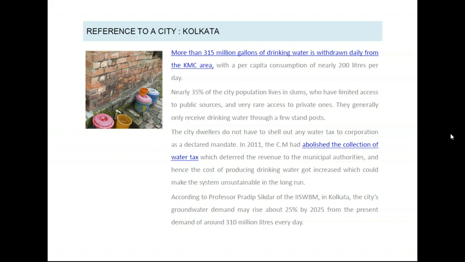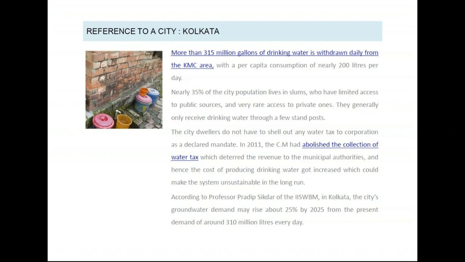The city dwellers do not have to shell out any water tax to the corporation as declared mandate. In 2011, the CM abolished the collection of water tax, which deterred the revenue to the municipal authorities, and hence the cost of producing drinking water increased, which could make the system unstable in the long run.